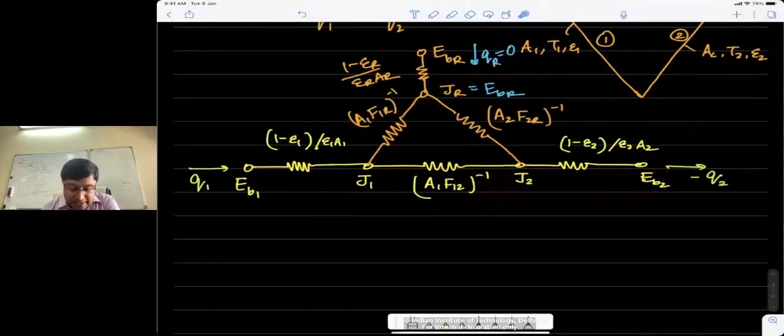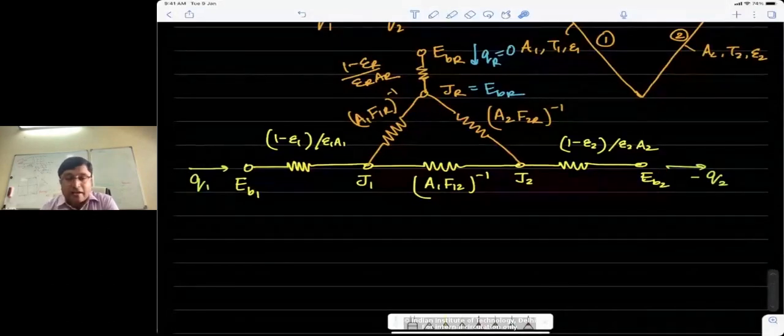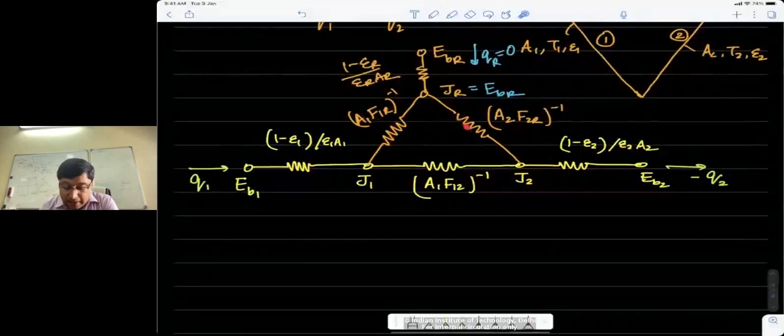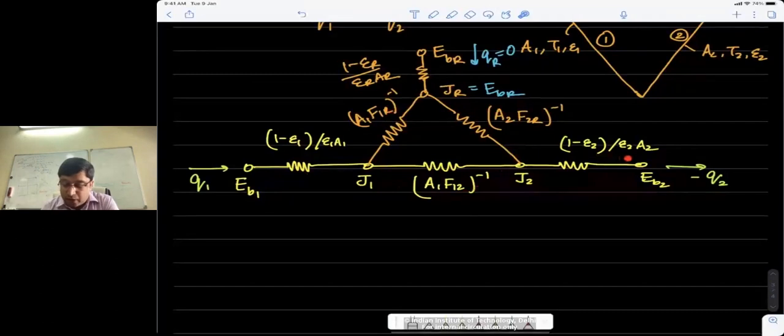So the problem is quite simple in the sense that now if I have to calculate Q1 or Q12, which is the net rate of heat transfer between surfaces 1 and 2, I need to add a few resistances which are in series. So for instance, A1 F1R inverse and A2 F2R inverse are in series, but these two will actually be in parallel to A1 F12 inverse, and the equivalent resistance corresponding to this network should be in series to (1 minus epsilon 2) by epsilon 2 A2 and (1 minus epsilon 1) by epsilon 1 A1. So we need to keep all these resistances into account while calculating what would be the total radiative heat transfer.